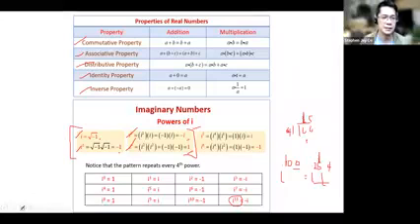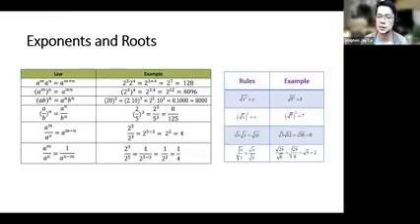Next. Exponents and roots. So the laws of exponents, here we have the laws of different exponents. So a raised to m times a raised to n is a raised to m plus n. Okay, and so on and so forth. So we have here the different examples.